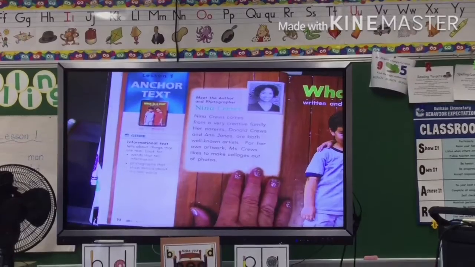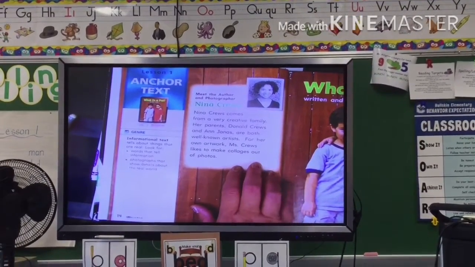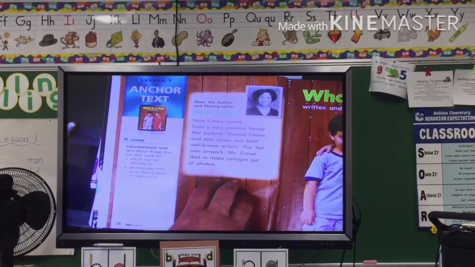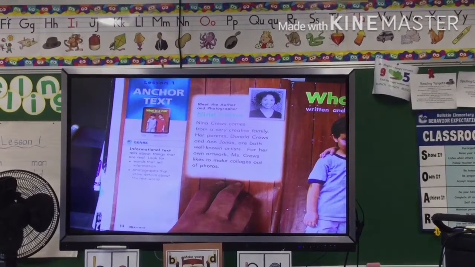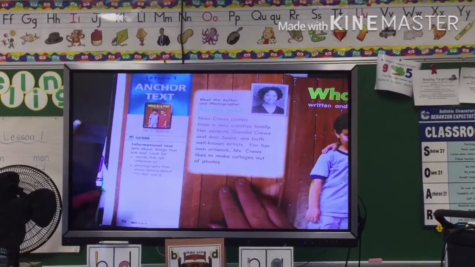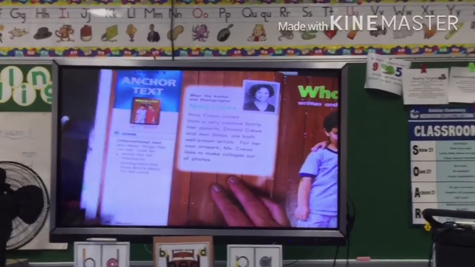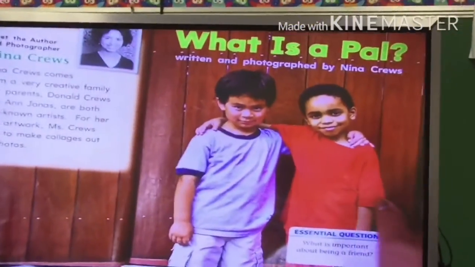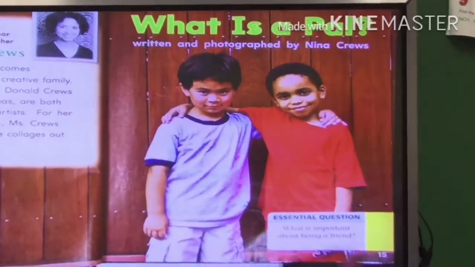Our author and the photographer of this story is Nina Cruz. It says Nina Cruz comes from a very creative family. Her parents, Donald Crews and Ann Jonas, are both well-known artists. For her own artwork, Ms. Cruz likes to make collages out of photos. That's where you take pieces of pictures and put them together. Okay, so our story is, What Is a Pal? And we're finding out what is important about being a friend.